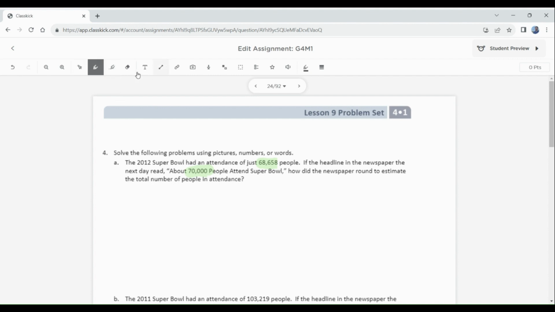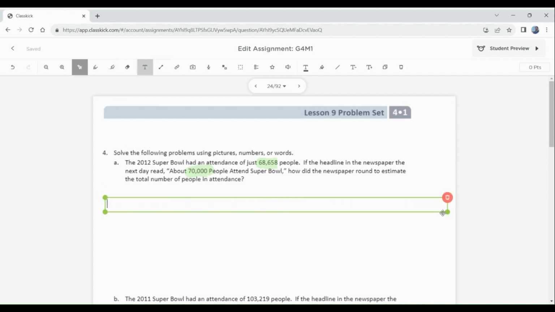Well, the easy answer is when we're using these round numbers in real life, we don't really say there was an actual attendance of 68,658 people. Maybe on the Jumbotron they'll show exactly how many people, but most people who are reading the newspaper or reading an article, they just want an easy number to work with. So how did the newspaper round to estimate the total number of people? We would say the newspaper rounded the total number of people up to the 10,000s place.